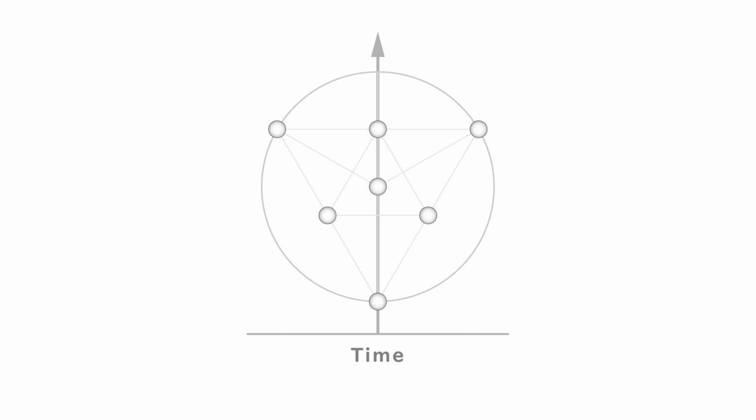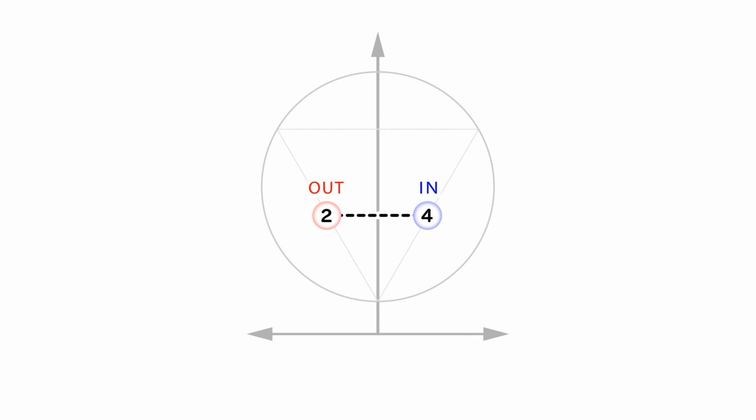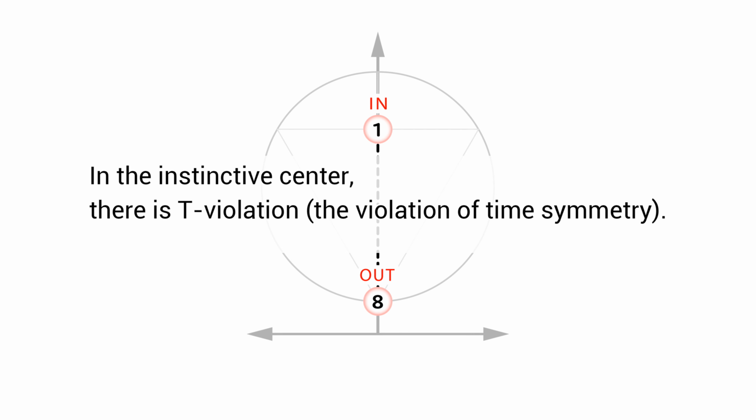Because time is represented by the vertical direction, the information about time is represented by height. The out and the in of the thinking center are located at the same height as illustrated. Likewise, the out and the in of the feeling center are also located at the same height as illustrated. In contrast to these two centers, the out and the in of the instinctive center are not located at the same height. That is, in the instinctive center, there is T violation, the violation of time symmetry.